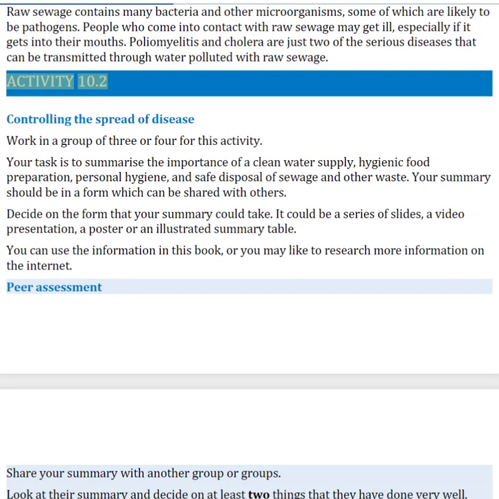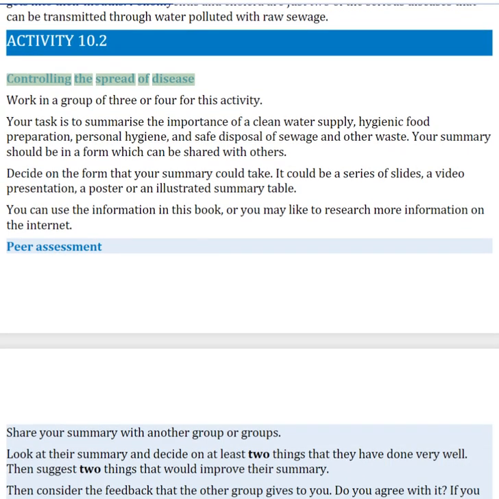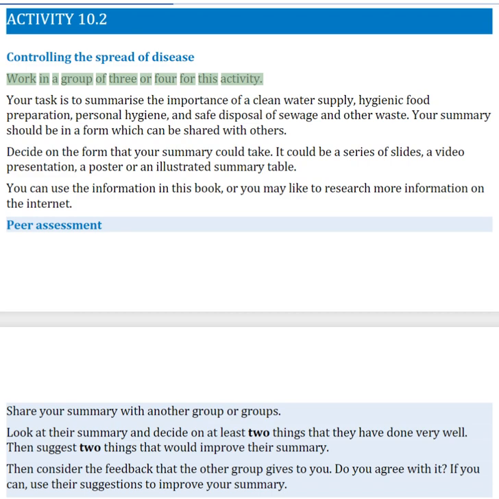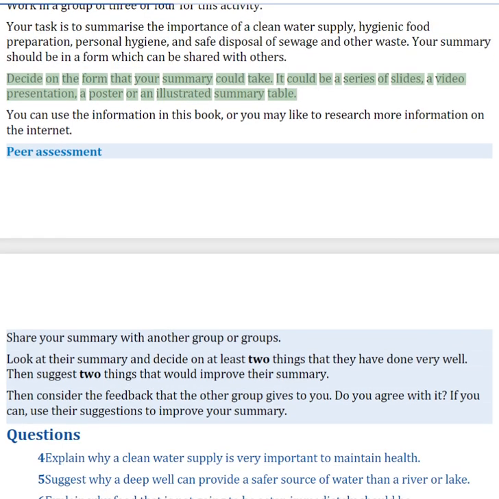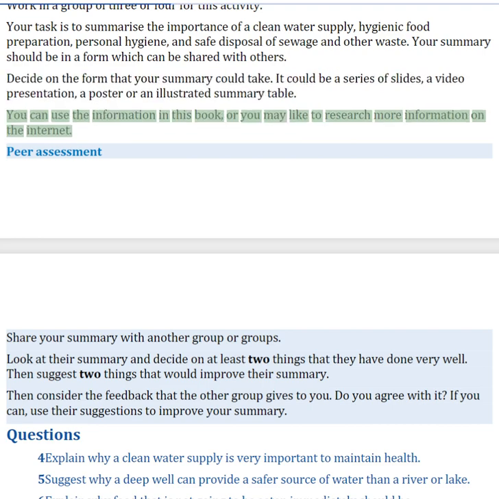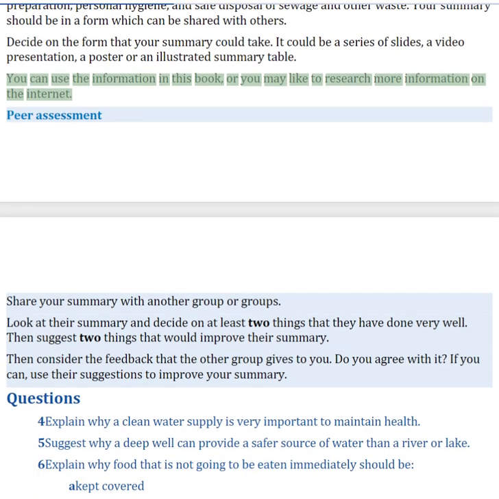Activity 10.2. Controlling the spread of disease. Work in a group of 3 or 4 for this activity. Your task is to summarize the importance of a clean water supply, hygienic food preparation, personal hygiene, and safe disposal of sewage and other waste. Your summary should be in a form which can be shared with others. Decide on the form that your summary could take. It could be a series of slides, a video presentation, a poster, or an illustrated summary table. You can use the information in this book, or you may like to research more information on the internet.